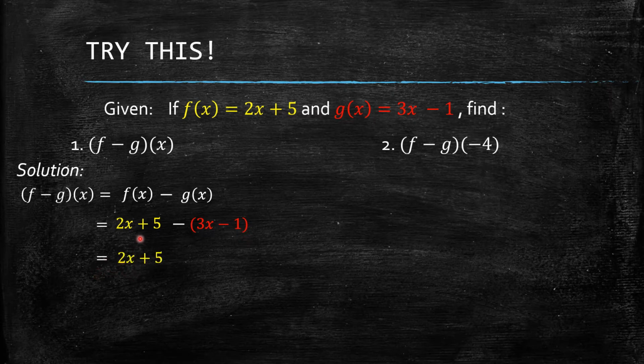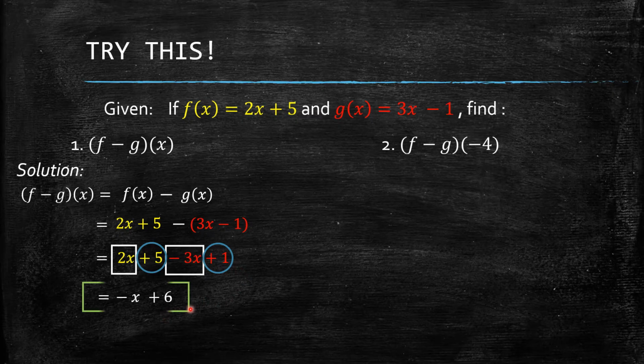Next, we have to bring down 2x plus 5 and then distribute the negative. So we have negative times 3x, that's negative 3x. Negative times negative 1, that's positive 1. So after this, we will combine similar terms. So we have 2x minus 3x, that is negative 1x or negative x. Positive 5 plus 1, that is positive 6. And that will be our final answer.